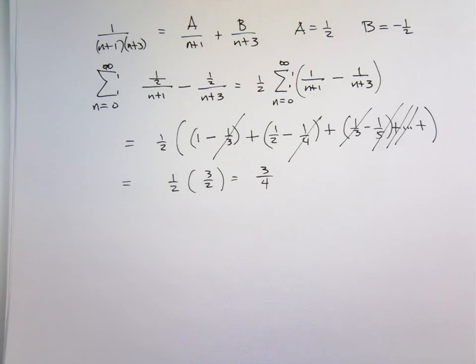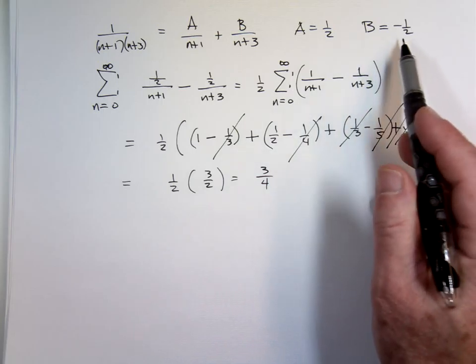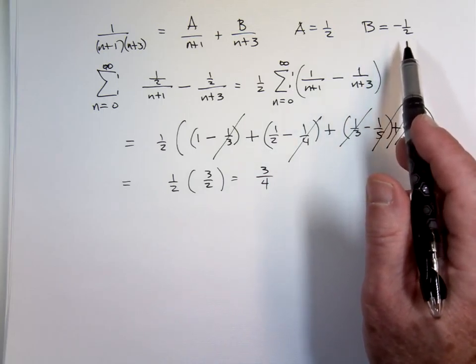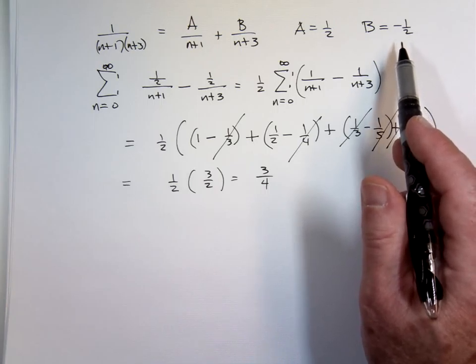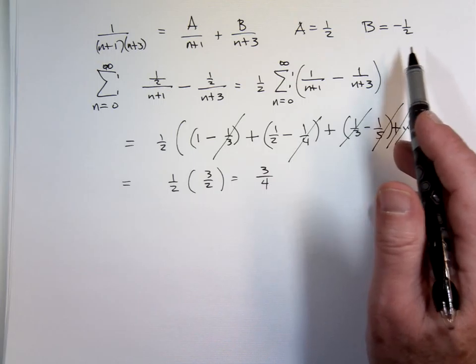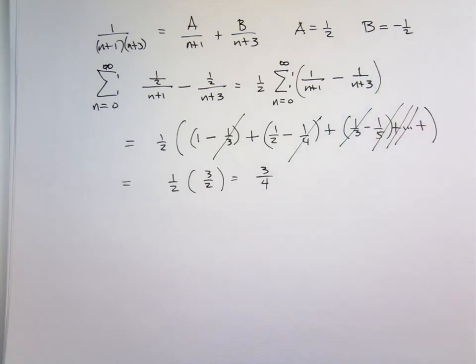Any questions on that? If B wasn't a negative, it would be plus those two fractions, right? If we had a positive there, these things wouldn't be canceling out, and we would have a big problem. We couldn't do the telescoping. So it's always a negative? Guaranteed. Good question.